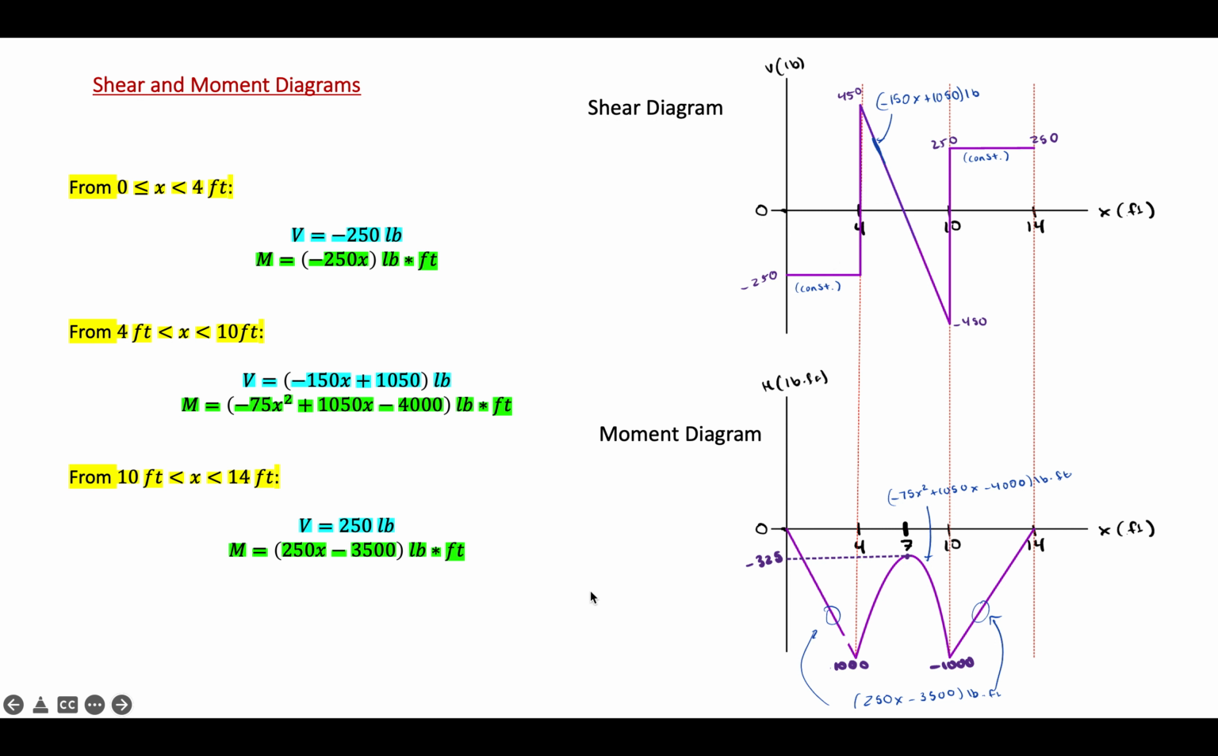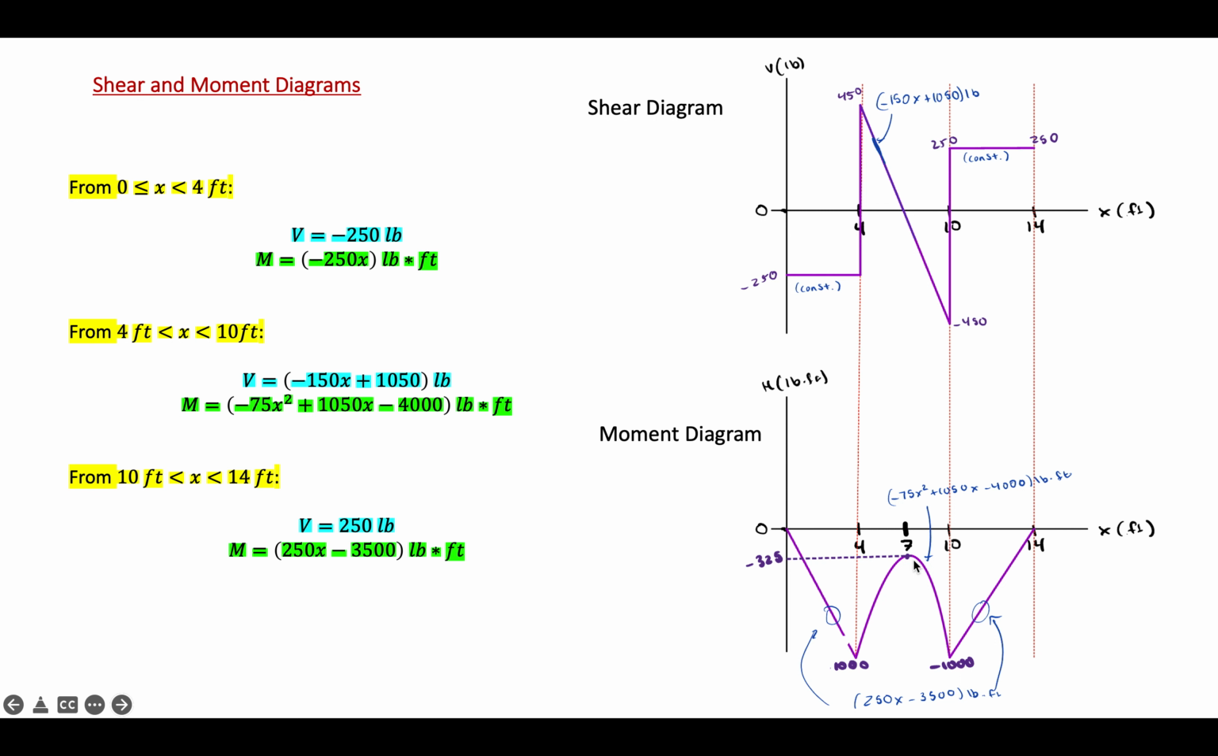And for the moment diagram, from 0 to 4, we get M equals negative 250x. If we plug in 0, we get 0, and if we plug in 4, we get negative 1,000 pound-feet. From 4 to 10 feet, we have M equals negative 75x squared plus 1050x minus 4,000 pound-feet. If we plug in 4, we also get negative 1,000 pound-feet, and if we plug in 10, we also get negative 1,000 pound-feet.